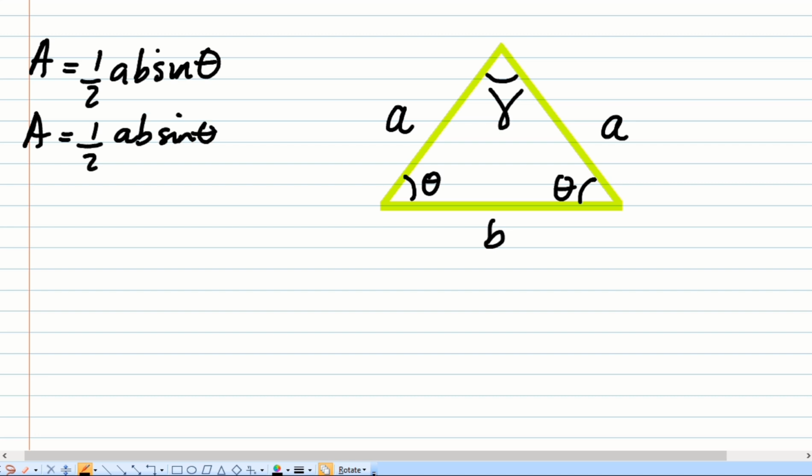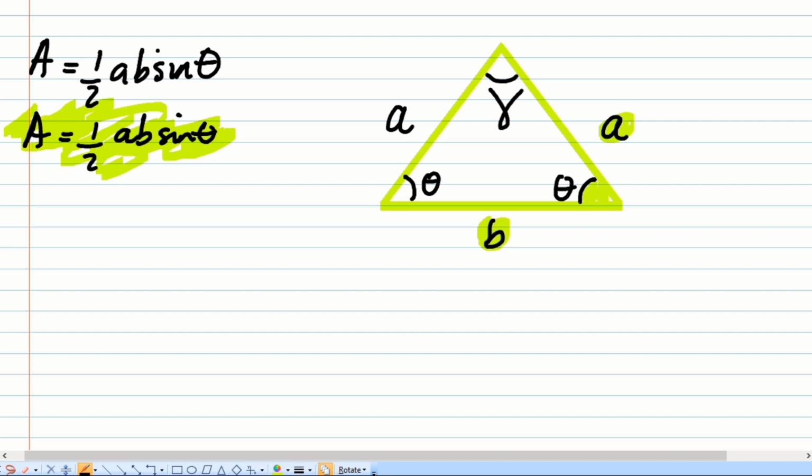Now this is the tricky part. The formula remains half AB sine theta if I've called one of my sides A, and one of my sides B, and theta is the included angle. Now the most important thing is the included angle. The included angle between A and B on both sides is theta. So this would be the formula for this, right?